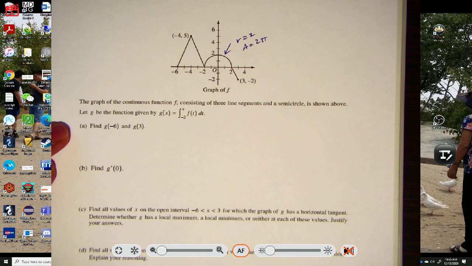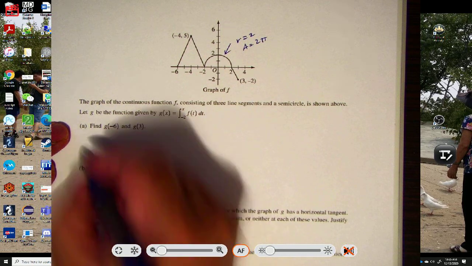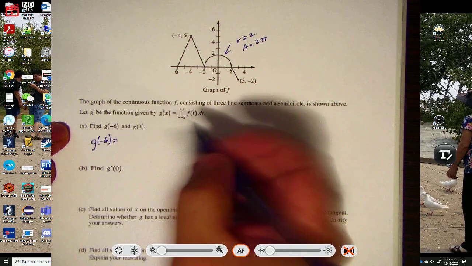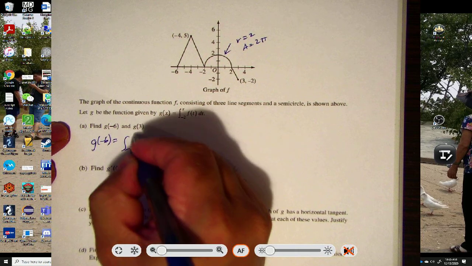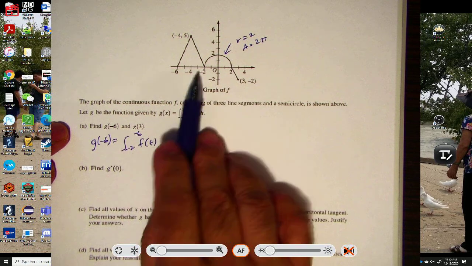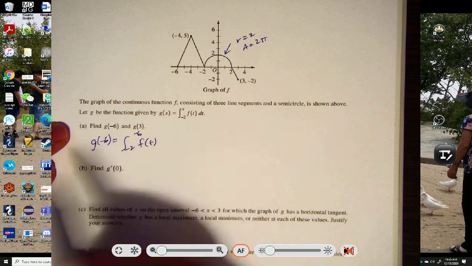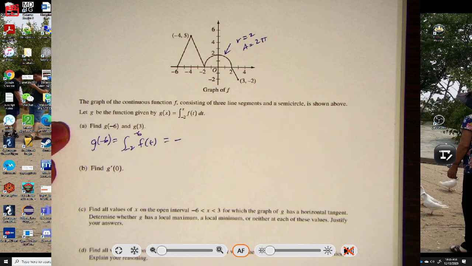And let's just go ahead and do this. So this is starting at -2. So g of -6 is going to equal the integral from -2 to -6 of f. So you're going backwards. You're going from here to here. So even though the area is positive, because we're going backwards, it's going to be negative. And that's just the area of that triangle.